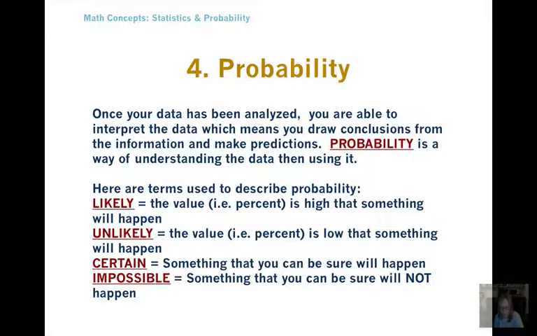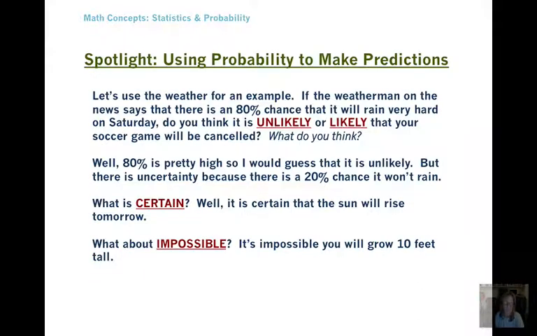Years of data on weather help meteorologists predict how much rain or snow we are likely to get, and information on election night helps predict who will win before all the data is counted. Data is everywhere, and understanding how to use it will be important in your life. So the terms you're looking at are likely, unlikely, certain, and impossible. Let's take a look at that.